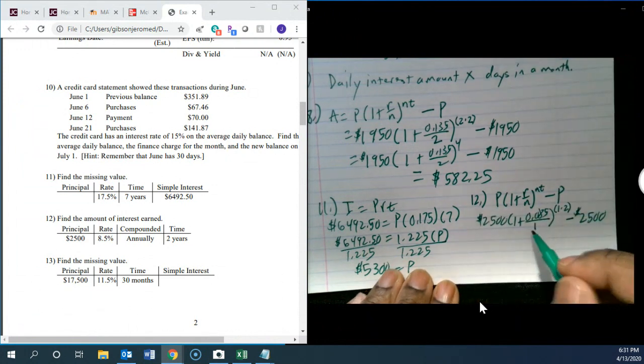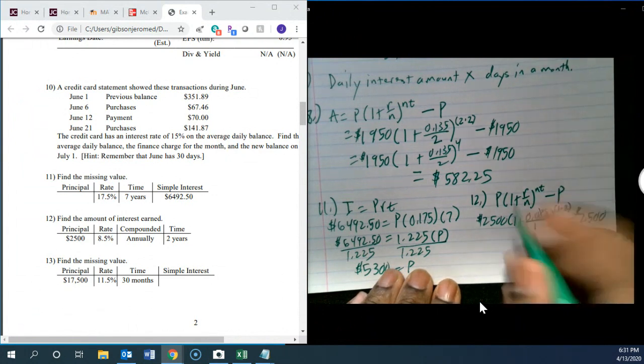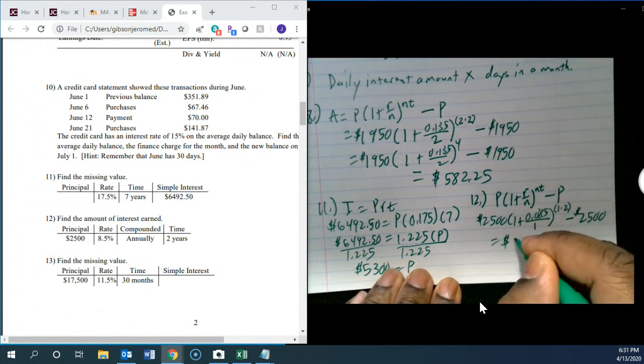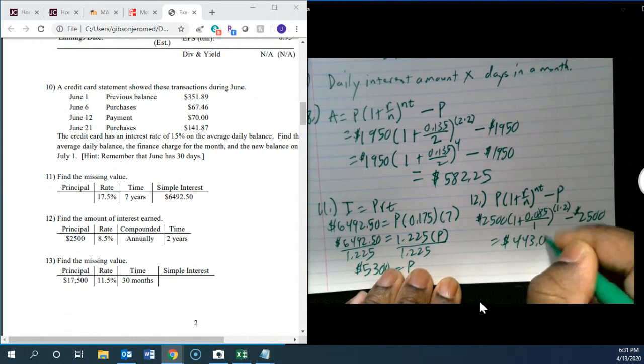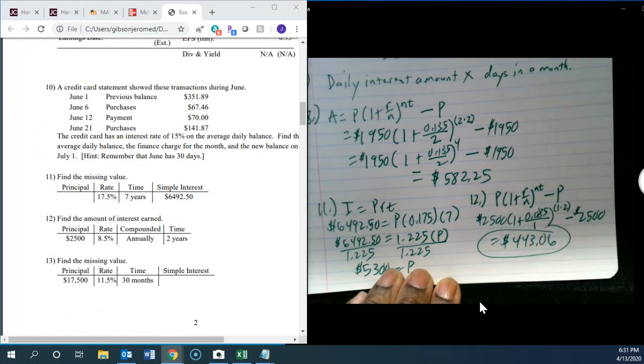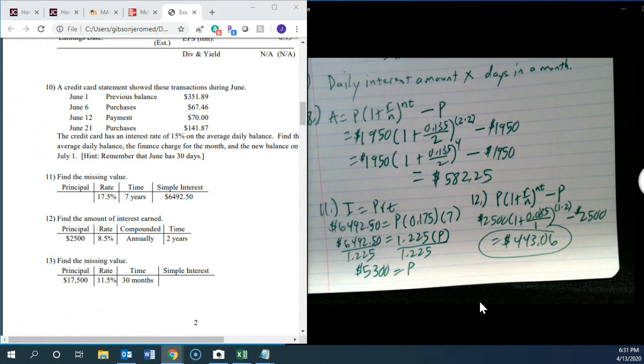So now, when we put this all in our calculator, this will give us $443.06. That would be the answer to number 12. Are there any questions?